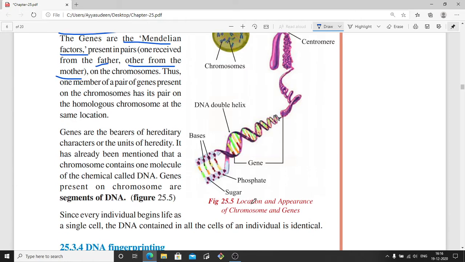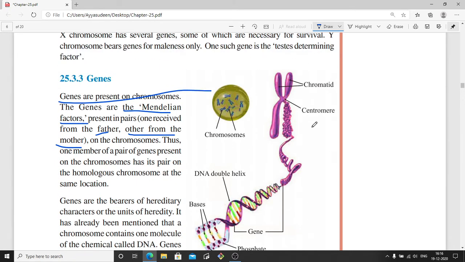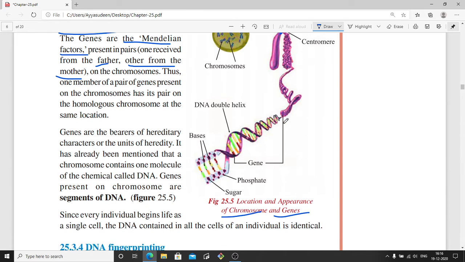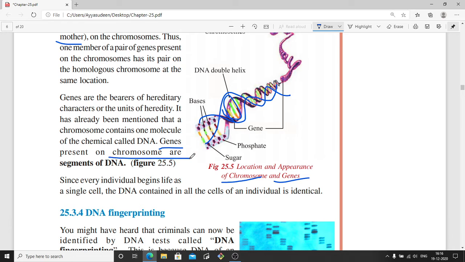So this is the appearance of chromosome and genes. You have the chromosome, and each arm is called a chromatid, and here you have the centromere that connects the chromatids. If you unwind this, inside you will see the DNA. DNA is a double helix, so you see one strand and another one here. Inside it will have bases, sugar, phosphate, and this is the gene containing nucleotides. We will see about this in the upcoming topics. So genes are present on chromosomes and are segments of DNA.